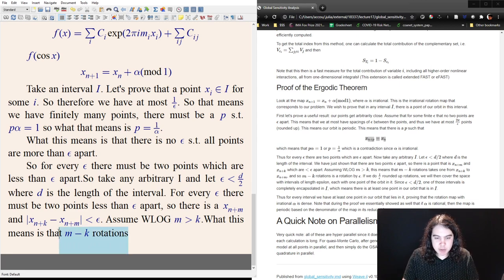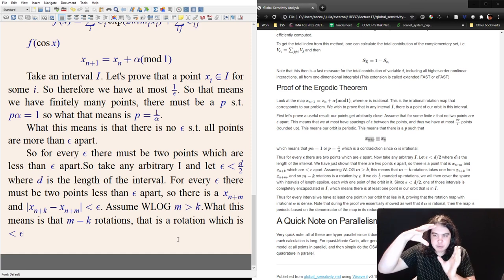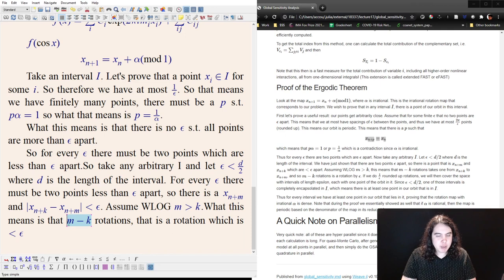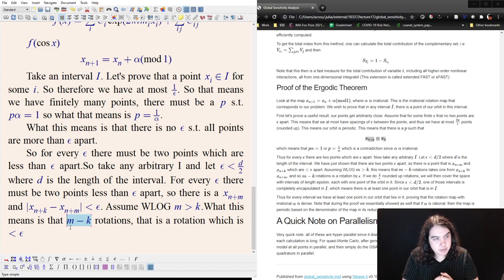So m minus k rotations, if we rotate m minus k times, that is a rotation which is less than epsilon, right? Because it's bringing us from two points that are epsilon apart. So m minus k rotations is a way to do a rotation that is inside of this interval. So now we can do m minus k rotations j times, right? Every single time we do m minus k rotations, we move over by something less than epsilon. And if we do this enough times, we will have to be inside of every single interval that is of size epsilon, because we're moving by less than epsilon, right?